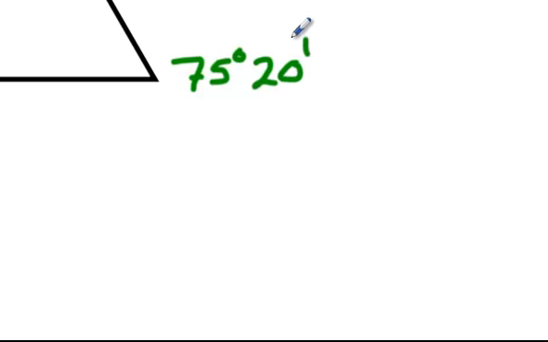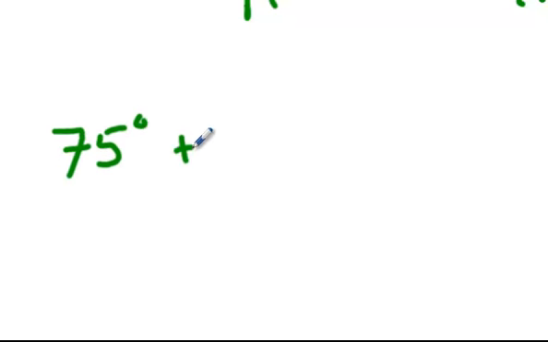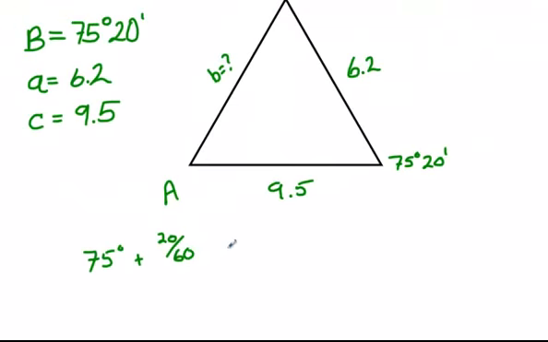To start this problem, we're going to have to deal with the 20 minutes. So let's go ahead and convert that into a decimal. If we take 75 degrees and then 20 divided by 60, when we do that, we're going to end up with 75.33 degrees. Okay, now we can go ahead and start using this, but what are we missing?